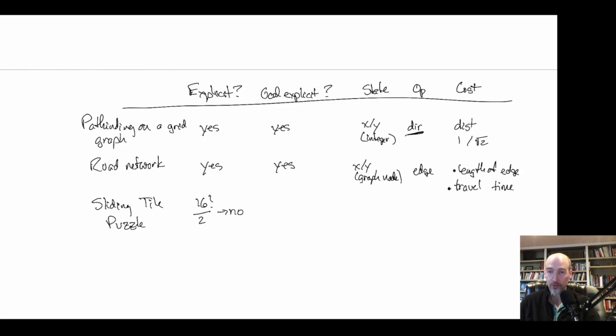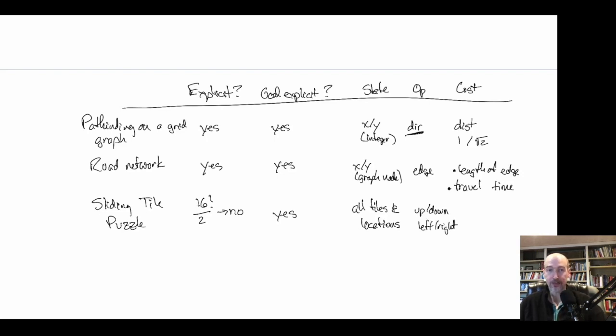Now, is the goal explicit? Yes. So there's a single goal state we're trying to reach, and we know exactly what that goal state is. What is a state? Well, the state is going to be all tiles and their locations. And there's a lot of different ways we can represent that. Later on in this class, we'll be looking at those representations. The operators are going to be up, down, left, or right.